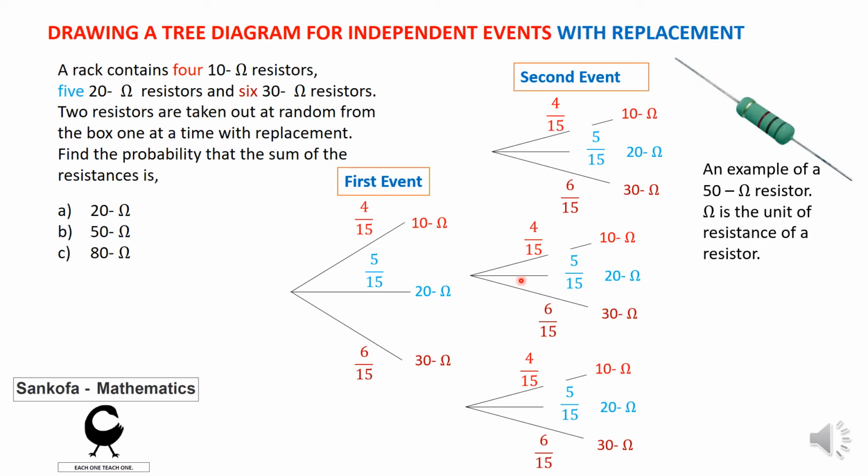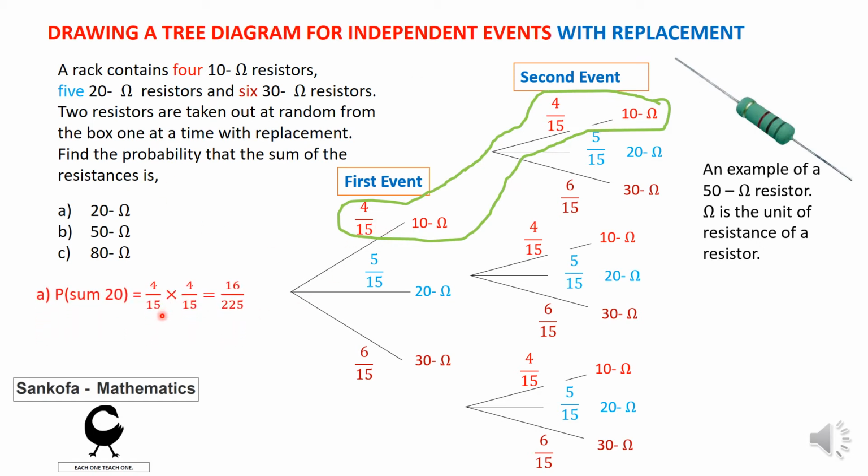All right, so the sum of 20. Now for you to get 20, you have to take the 4 over 15 here, then multiply it with that 4 over 15, because this 10 ohms plus that 10 ohms is going to give you 20. So that's all that you have to do. You just say 4 over 15 times 4 over 15, which gives you 16 over 225.